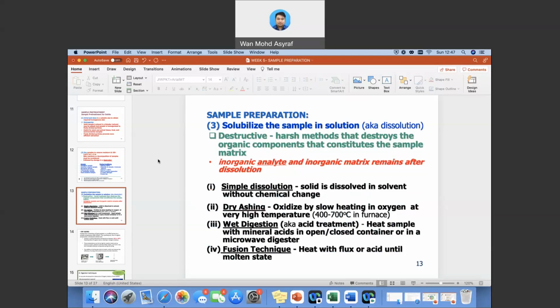So how are we going to achieve this dissolution? We have four methods. The first is simple dissolution, where the solid is dissolved in a solvent without chemical change. The second is dry ashing, where we oxidize by slowly heating in oxygen at very high temperature, about 400 to 700 Celsius, in the furnace. The third is wet digestion, which is an acid treatment. We heat the sample with mineral acids in an open or closed container, or in a microwave digester. And the fourth is a fusion technique, where we heat with a flux or acid until it reaches a molten state.